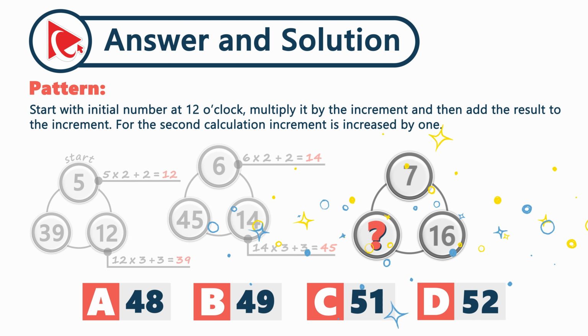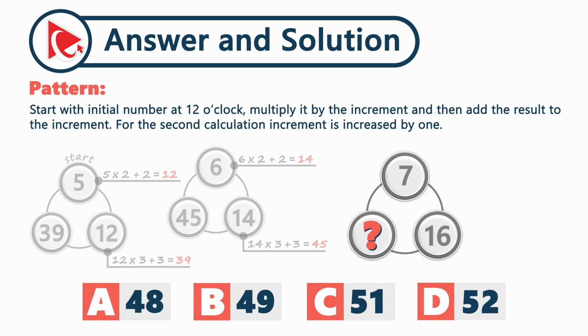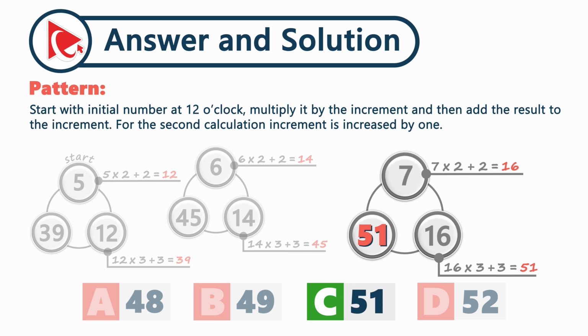And now is the magic time to calculate the missing number. 7 multiplied by 2 plus 2 equals 16. And 16 multiplied by 3 plus 3 equals 51. So the correct answer here is choice C, 51.